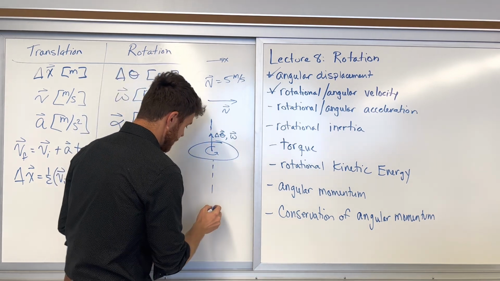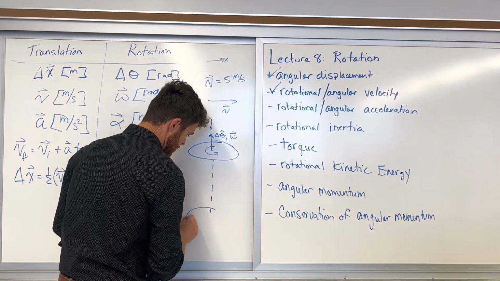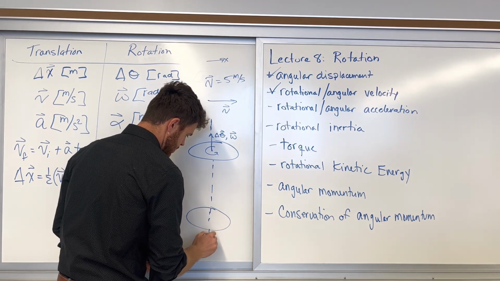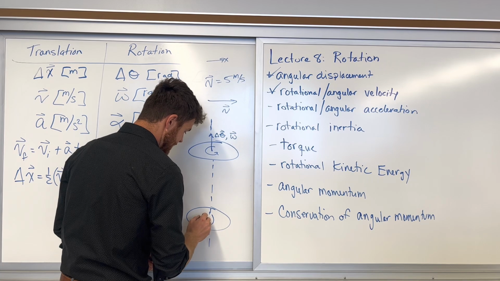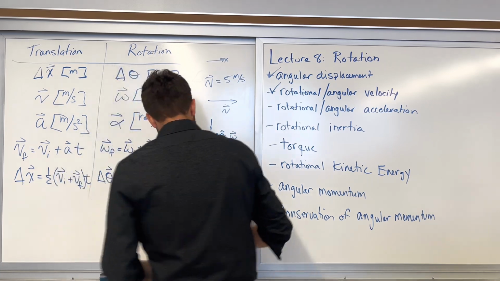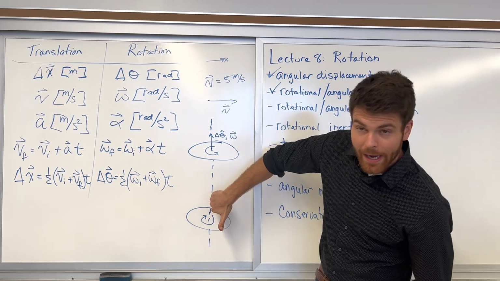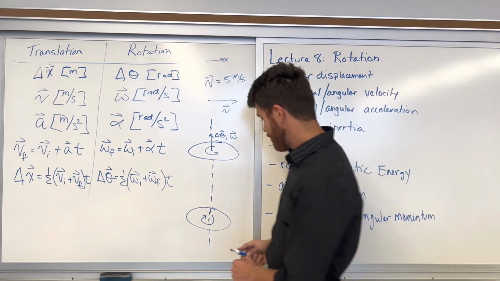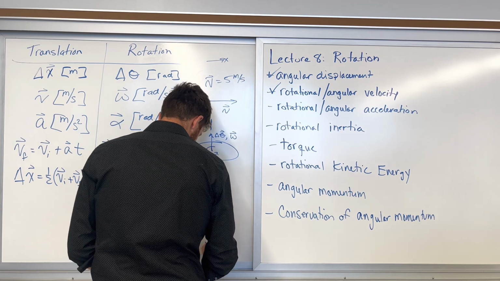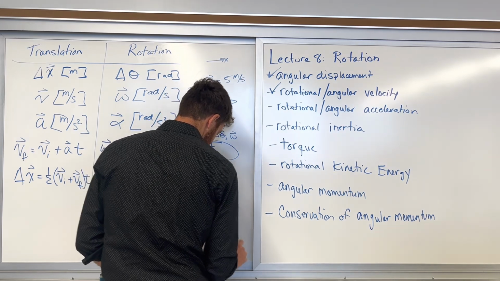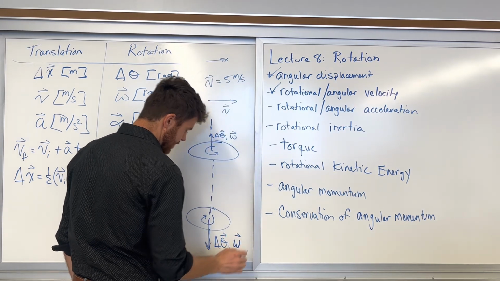Now, if an object was rotating in the opposite sense, right? Now my fingers wrap around it that way, and my thumb points down this way. So its angular displacement is that way, and so is its angular velocity.